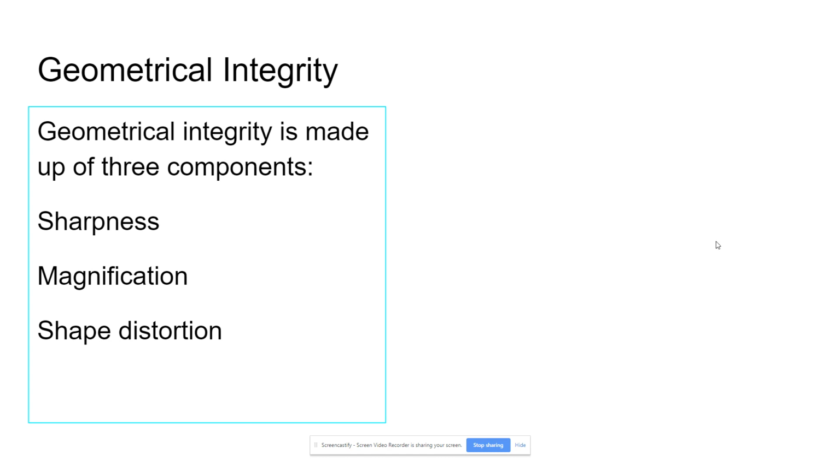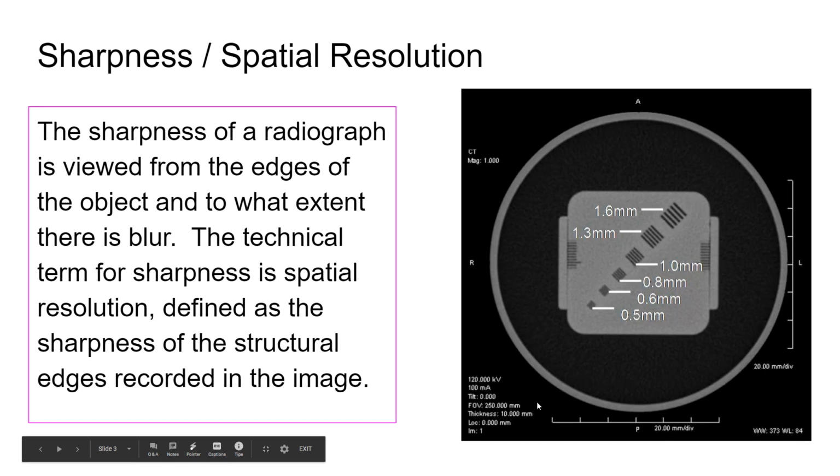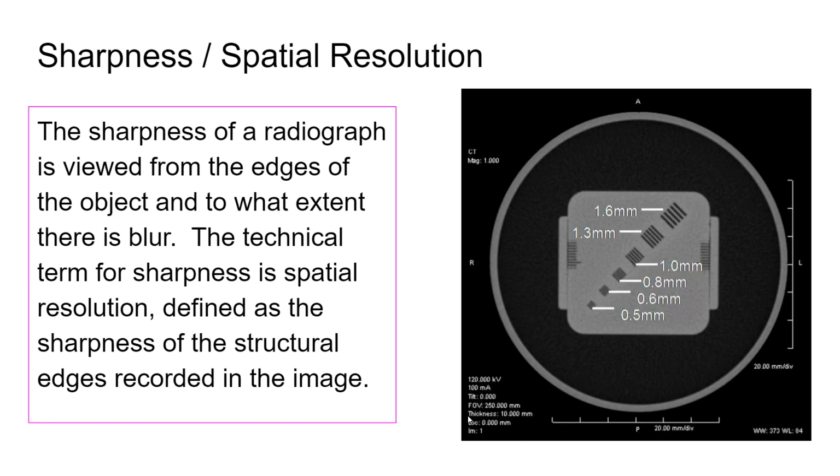But we're going to talk about sharpness, magnification, and shape distortion. So let's talk about it. We'll hide that. So spatial resolution is an important aspect of every image. It's really important because it's related to the sharpness of the image.